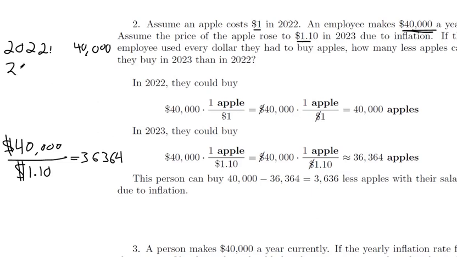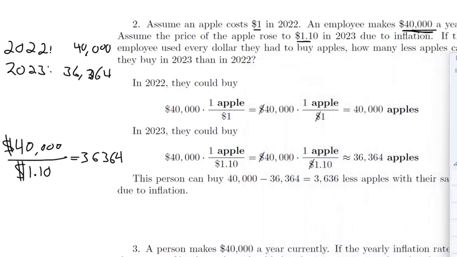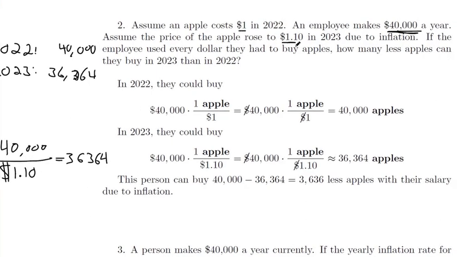So in 2023, we could get 36,364 apples. Okay? And so if you subtract those two, that tells you how many fewer apples you can buy because of inflation. So you can buy 3,636 fewer apples. So you can buy less stuff. The price of the apples just went up 10 cents, but we lost a lot of apples that we could purchase, right? Our salary stayed the same, but it wasn't worth as much because we couldn't buy as many things.